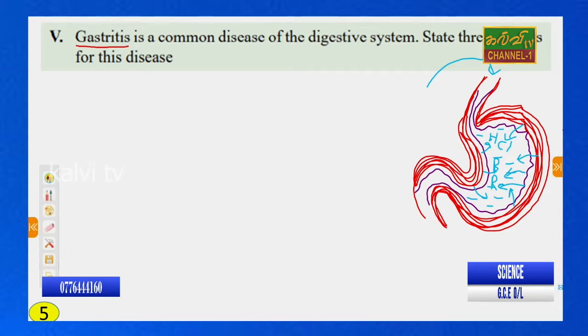But if we skip taking food, what happens? The secretions are there, but there is no food. The acidic substances are going to cause some small damage inside the stomach.